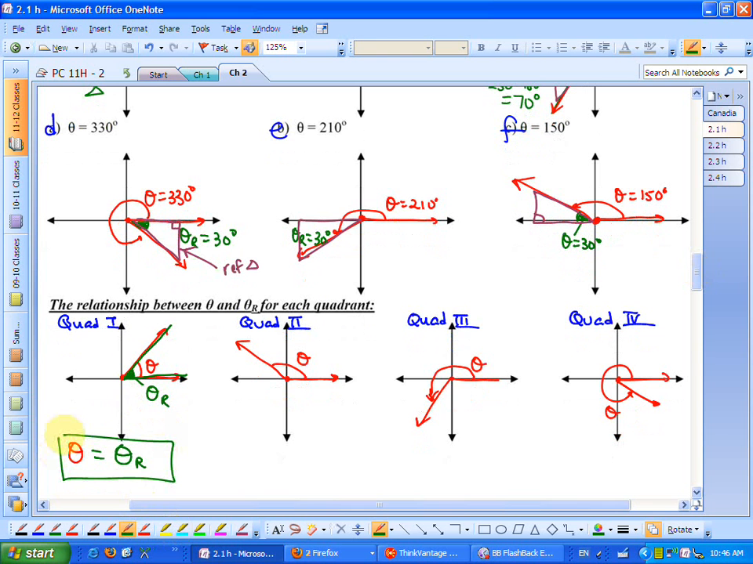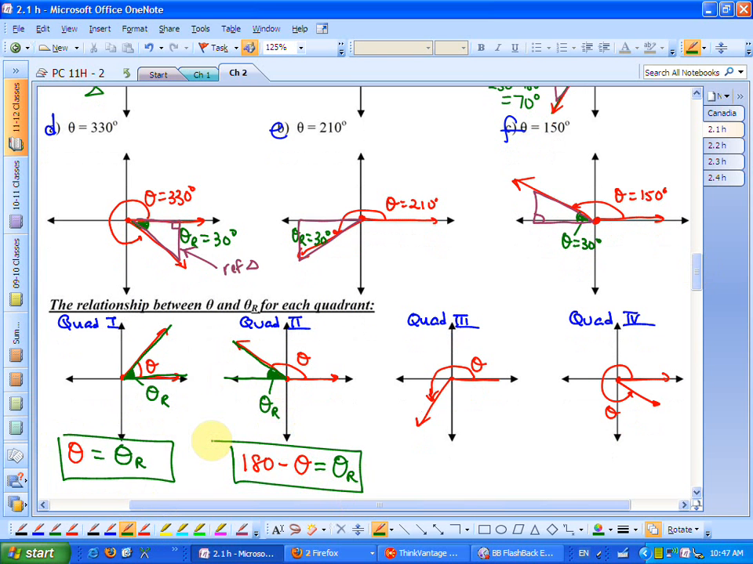Now, how about quadrant number 2? Where is theta r? Well, here's my terminal arm. I'm now going to use the negative side of the x-axis this time. Remember, it always has to be an acute angle. So how would I calculate theta r by using theta? Sure, take 180 minus the theta, and that will equal theta r. Very good.